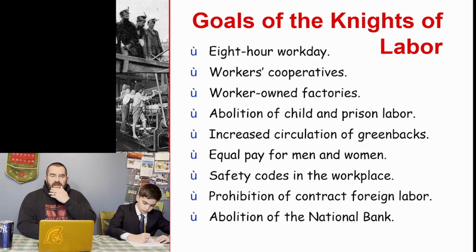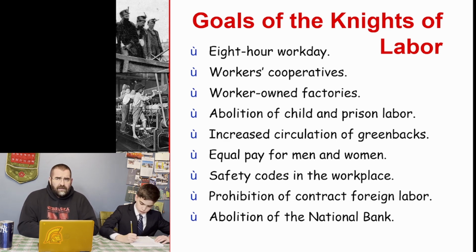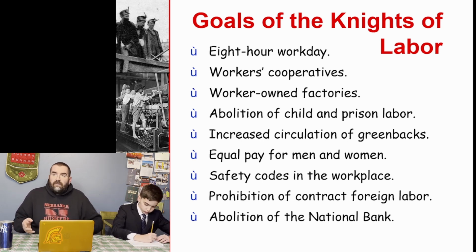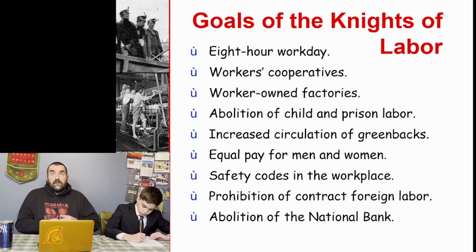Ultimately, though, the problem was they wanted other stuff. They wanted workers' cooperatives, where workers own the companies. Nice, but harder to get. Worker-owned factories. Now you're really starting to uproot things. They wanted to abolish child labor and prison labor, which is certainly noble. They wanted to increase the amount of greenbacks or paper money in circulation. Okay, now you're getting off topic. They wanted equal pay for men and women. Noble idea, but again, you're getting beyond your locus of control.